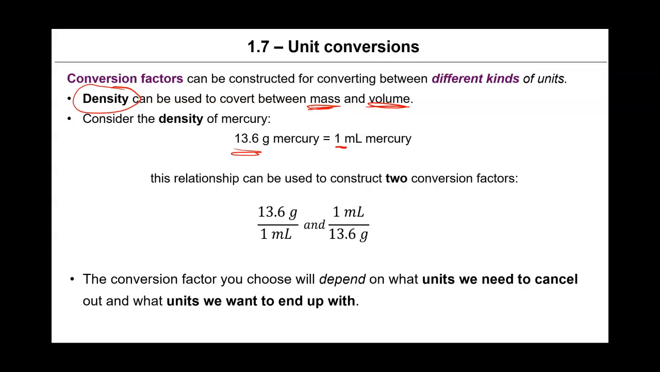And just like we did before, we can use this relationship to construct 2 conversion factors. We can say that there are 13.6 grams of mercury for every 1 milliliter of mercury, and there is 1 milliliter of mercury for every 13.6 grams of mercury. So depending on what we want to cancel and what we want to convert our number into, we can use either of these 2 conversion factors to interchange between grams and milliliters. We just have to pick the correct one.